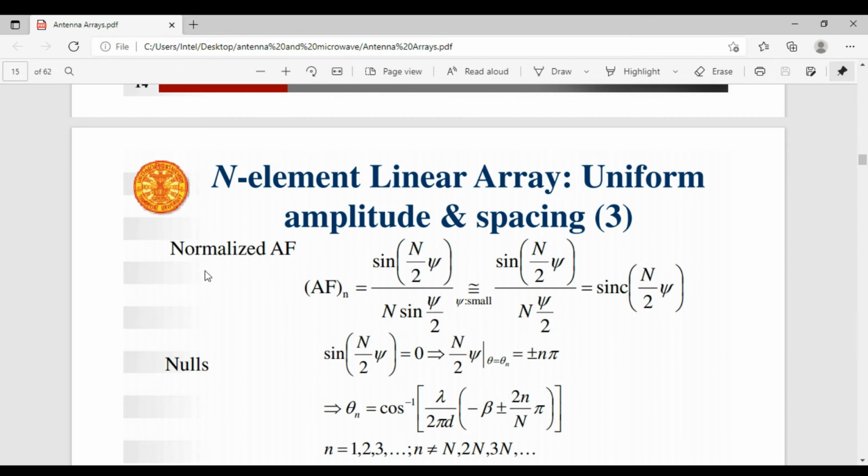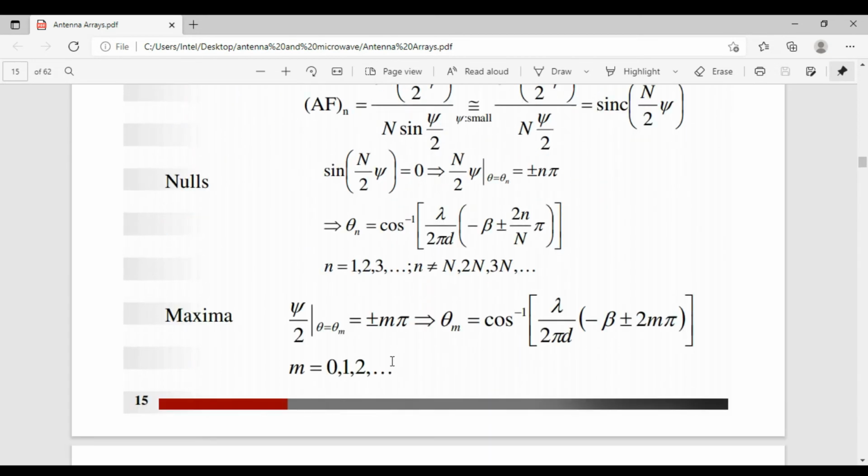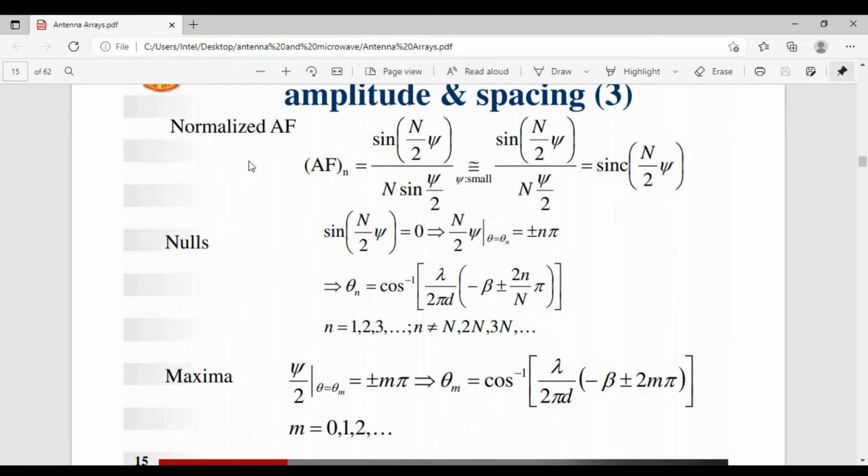So it is an n element linear array, uniform amplitude and spacing. The array factor is sin (n by 2 psi) divided by n sin (psi by 2). Here it is the null value. We have to find where the maxima is, what the magnitude of the maxima is, where the nulls are located, then the array factor, etc. We have to find these parameters.